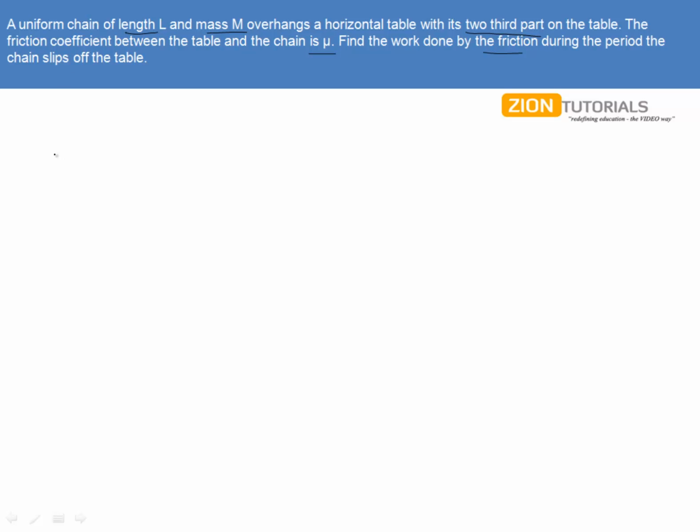So what's happening in this question is that there is a table on which a chain has been kept whose 1/3 part is actually lying vertically while 2/3 part is on the table. Now let us generalize this case and take the situation when x part is lying over this table. This is 2/3L, this is 1/3L. So let us take that x length is lying over here. Then we are having L minus x over vertical, right?